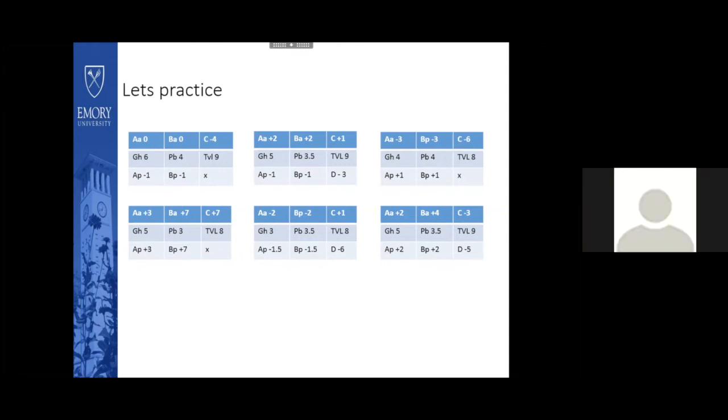Genital hiatus is 5, and then total vaginal length is 8. AP is +3, so you're 3 centimeters beyond the hymen as well, and EP is +7, so you're 7 centimeters beyond as well. So this is significant prolapse.